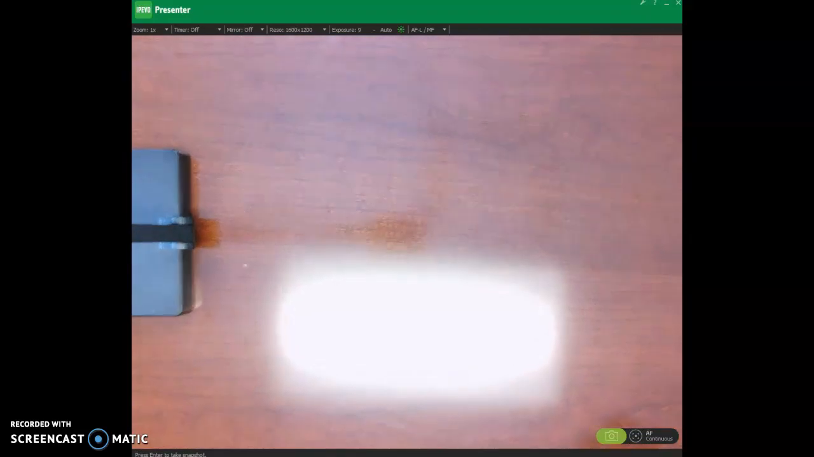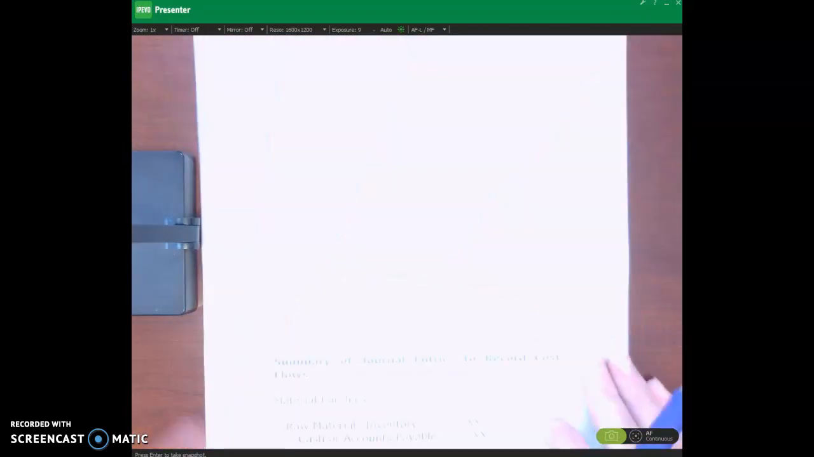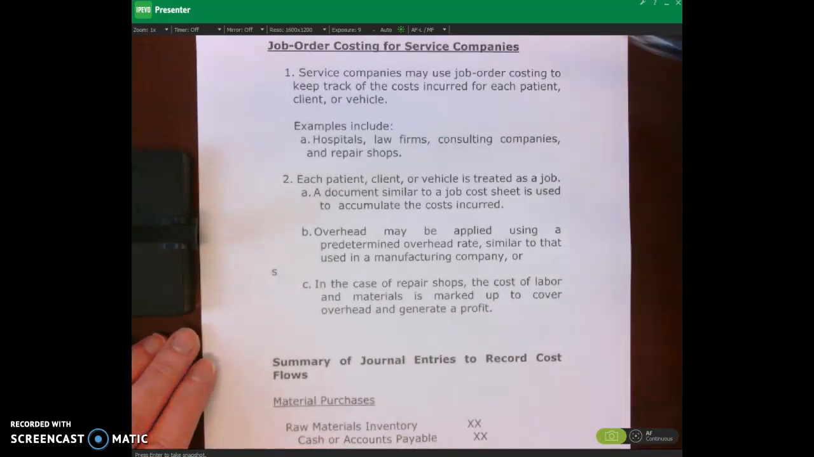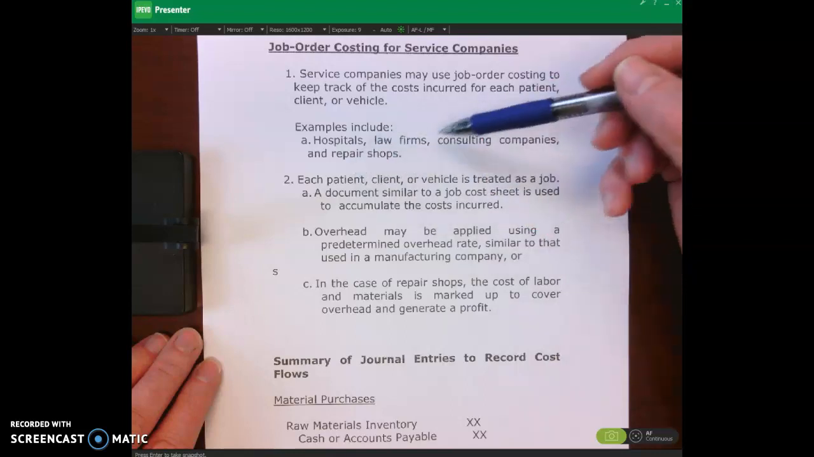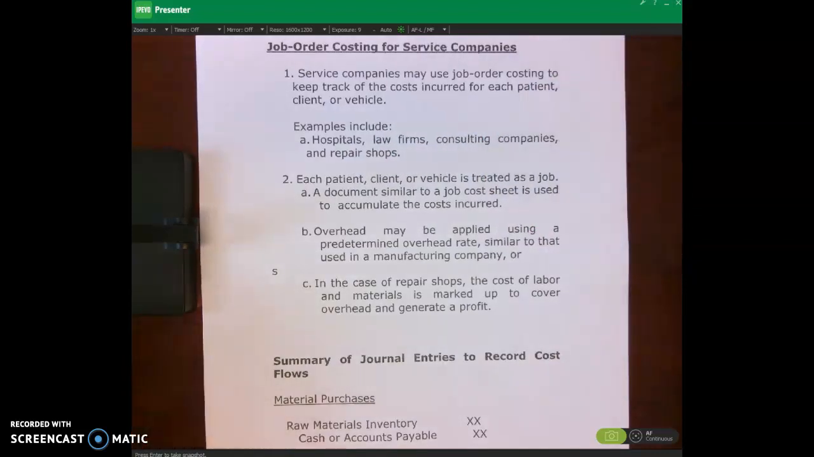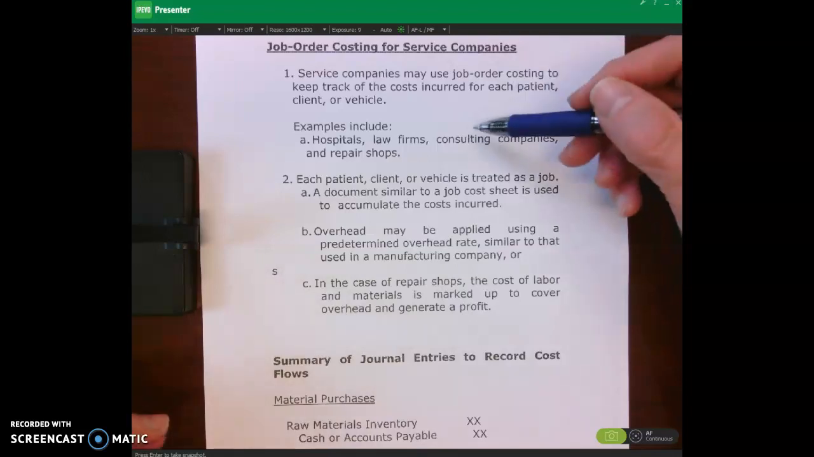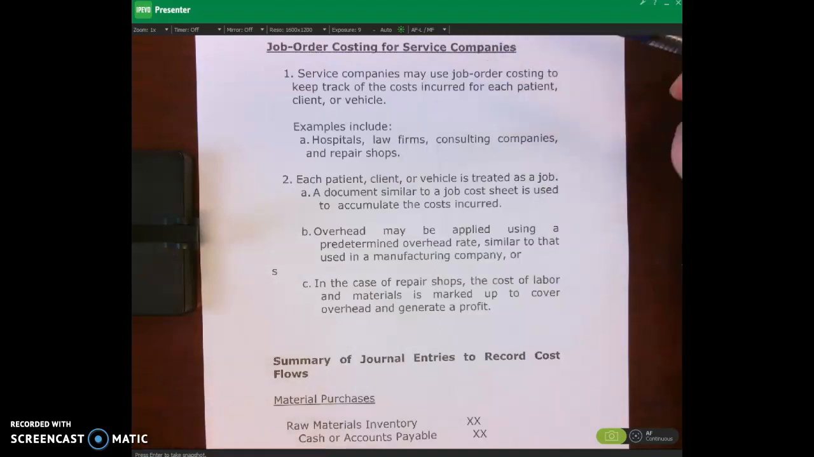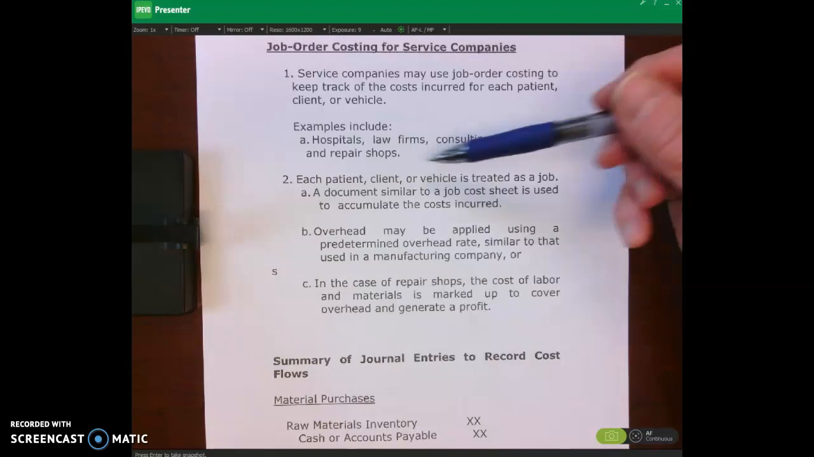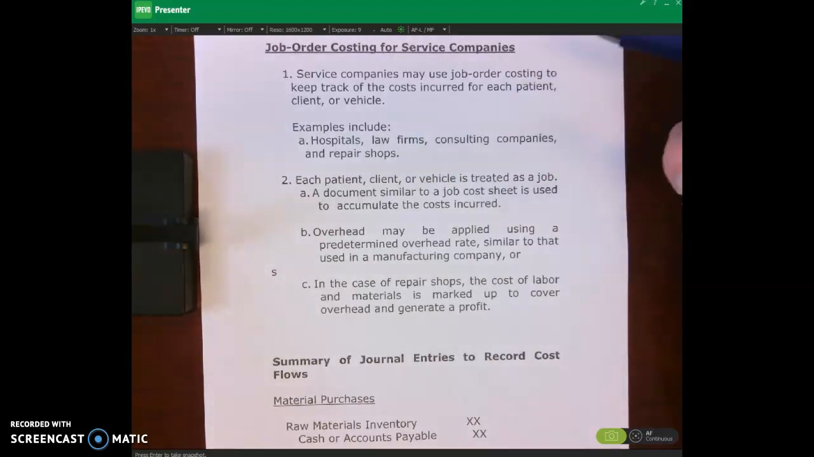So in terms of job order costing with service companies, that's used quite frequently, as I was saying about repair shops, also hospitals, law firms, consulting companies, or even shipbuilders. Those are all examples of job order costing. It's just that service companies don't make a product. They sell the time of their employees. An IT consulting company would be another service company. An automobile repair shop. Those are service companies, okay?